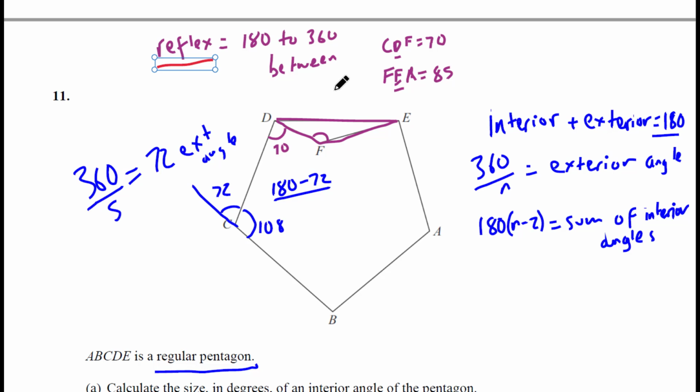So this question will throw off a lot of people because it says find the angle DFE, which you would assume is this one. But it does say it's a reflex one, so what you're really looking for is this one, because it's bigger than 180 and less than 360. Now CDF is 70 here. Now we know the total interior angle is 108, so we do 108 minus 70 to get 38. So this angle here is 38.